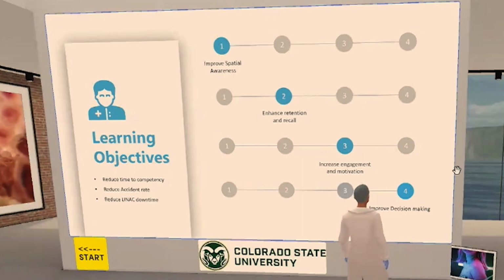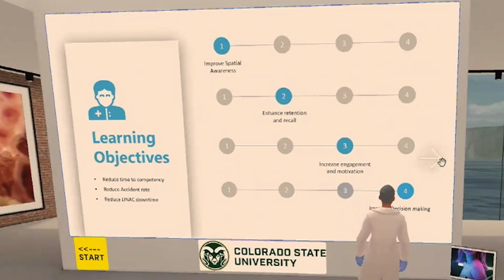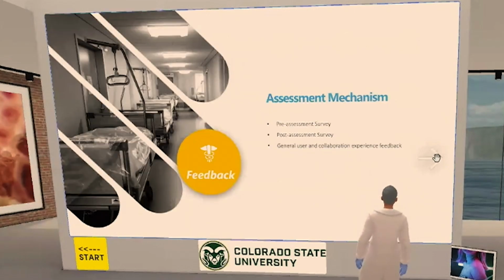So these are some of the learning objectives. You want to improve the spatial awareness and enhance retention and recall. But the fundamental goal was to reduce time to competency. And how can we provide them the convenience and a space for people to come in anytime they want and learn about the basics of oncology on their own terms?